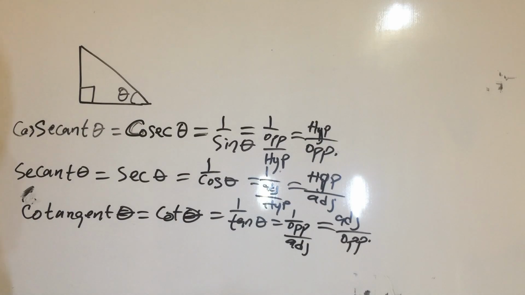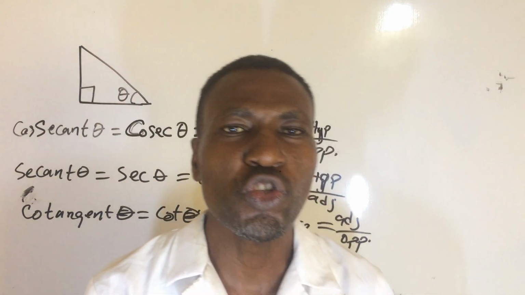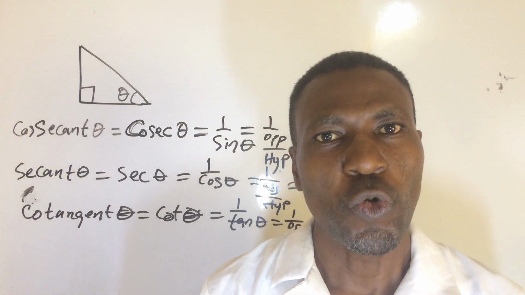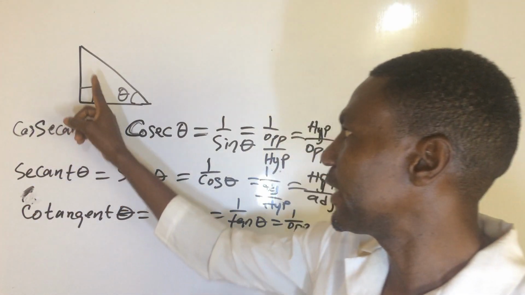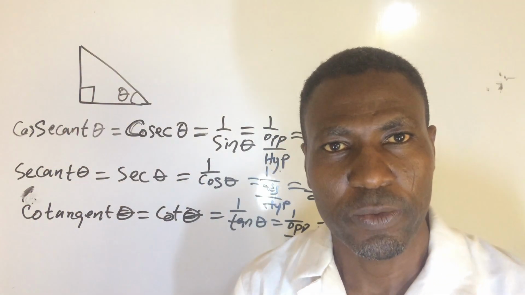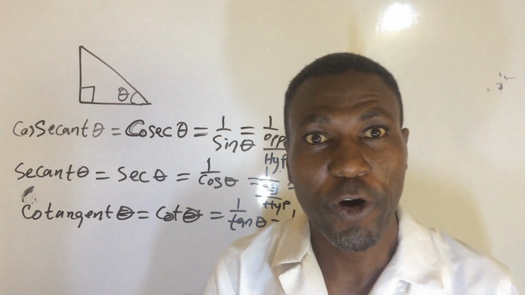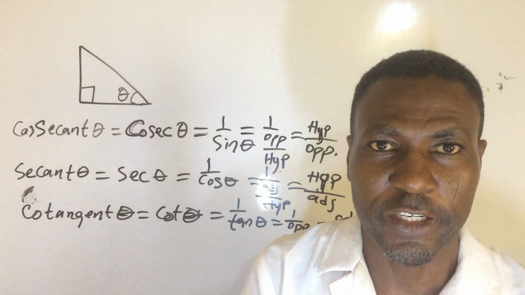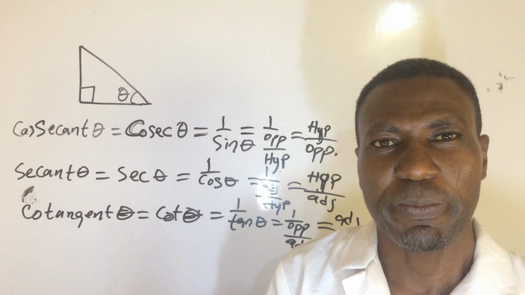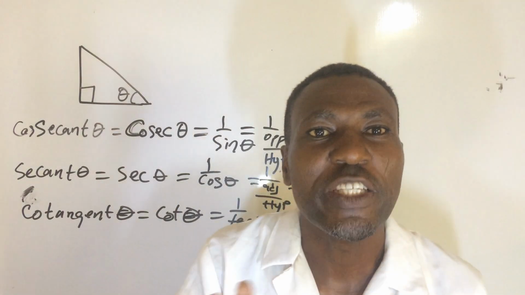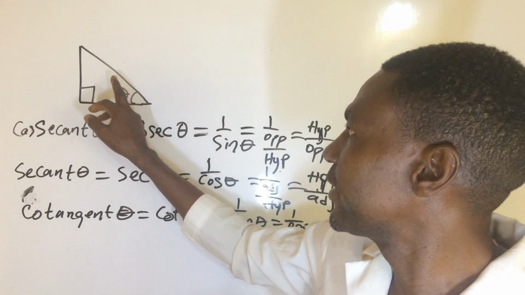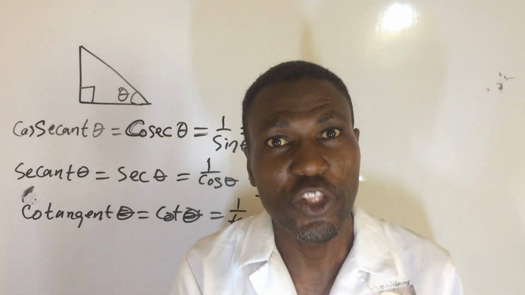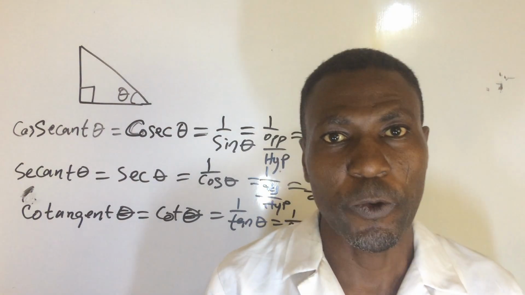Then we also use what we call the Pythagoras theorem to calculate the sides of a right angle triangle. Remember, a right angle triangle is a triangle that has 90 degrees as one of its angles. This Pythagoras theorem only considers the three sides: this side, this side, this side. It does not talk about the angles.